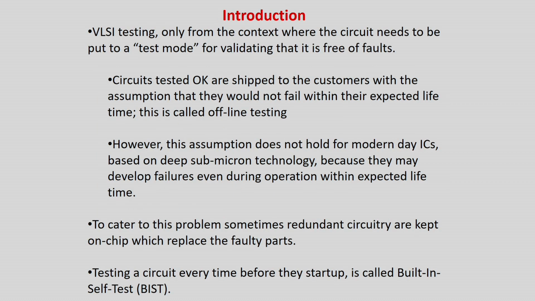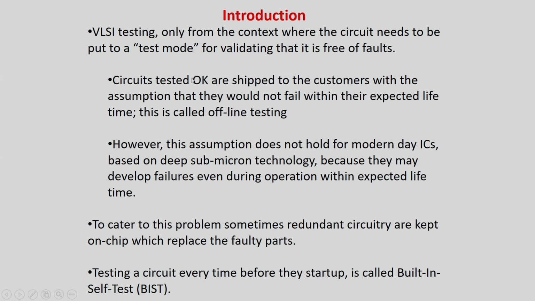So what do we mean by testing? What you have been learning in the first three lectures is that a device is manufactured, then we put it in the automatic test equipment, we apply the patterns, test it and sell it to the market. Chips are tested and shipped to the customers with the assumption that they will not fail in their expected lifetime. This is called offline test. So what do we mean by offline? The chip is manufactured, we have already generated good test patterns by ATPG algorithms, we put it in the tester, test it and ship it to the market.